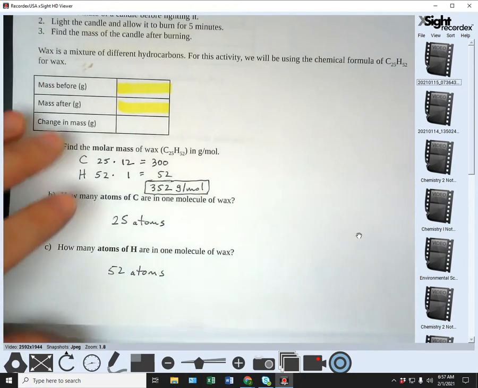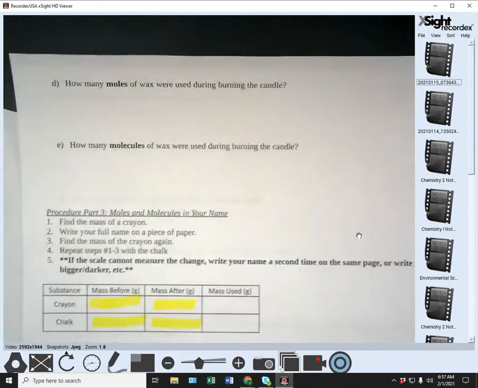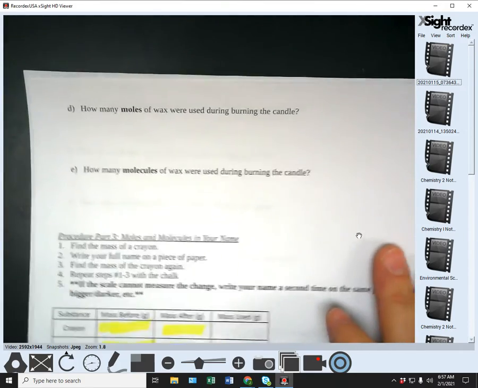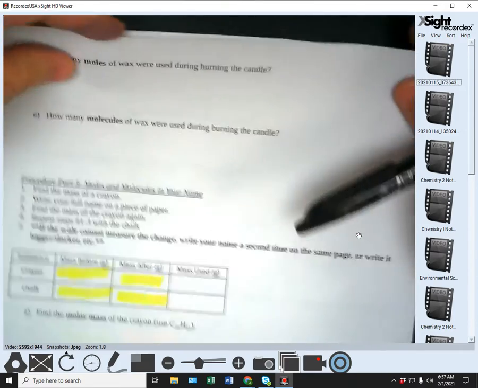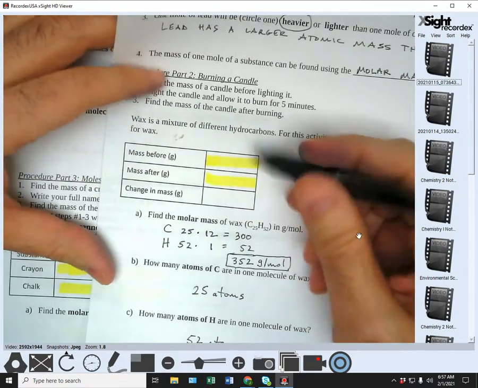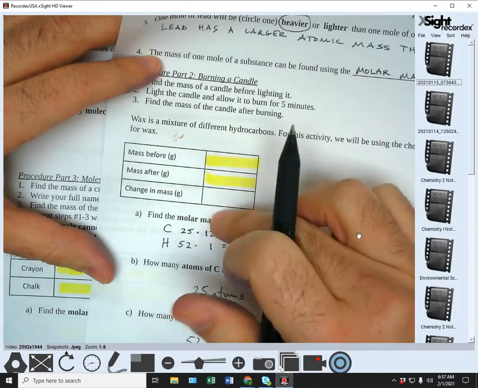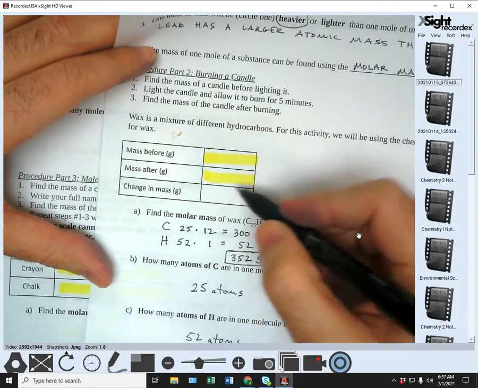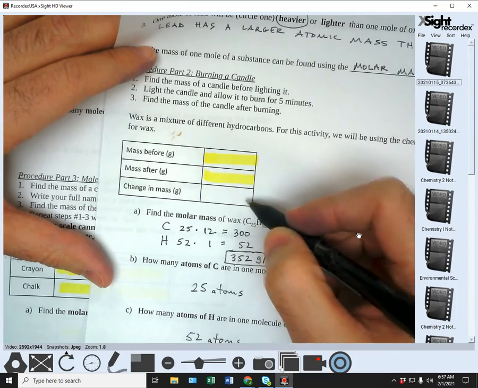All right, next page. How many moles of wax were used during burning the candle? So it wants moles of wax that were used up. What do we have information-wise? Well, we have the before, the after, and the change in mass. Okay, this change in mass in grams is the amount of wax used.